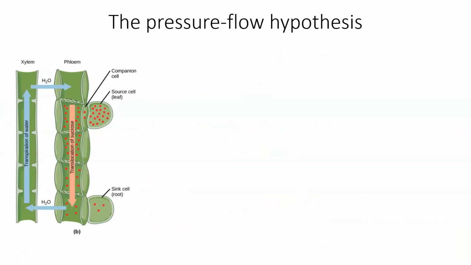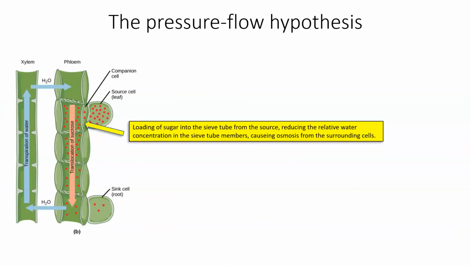So the pressure flow hypothesis is the way that plants are believed to move or translocate these sugars from source to sink. And so there is a loading phase. The loading of the sugar into the sieve tube from the source, again from the leaf, is reducing the relative water concentration in the sieve tube members, which is causing osmosis from the surrounding cells. So the loading phase takes place at the source.